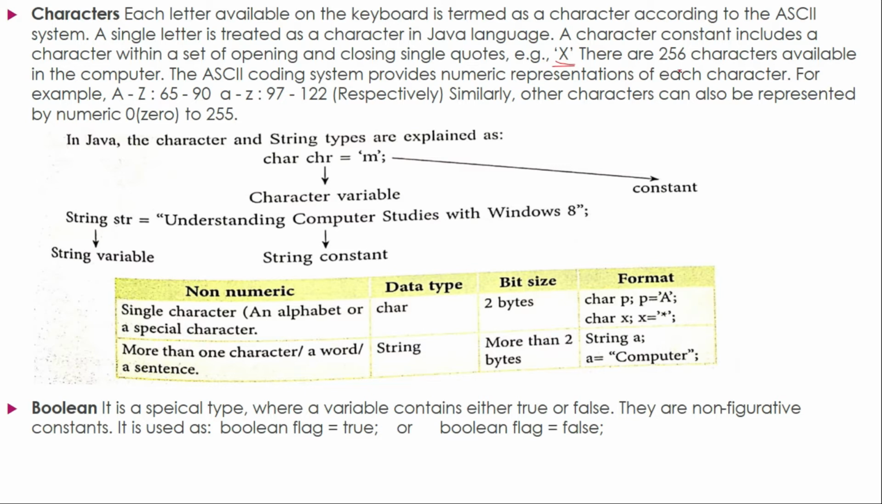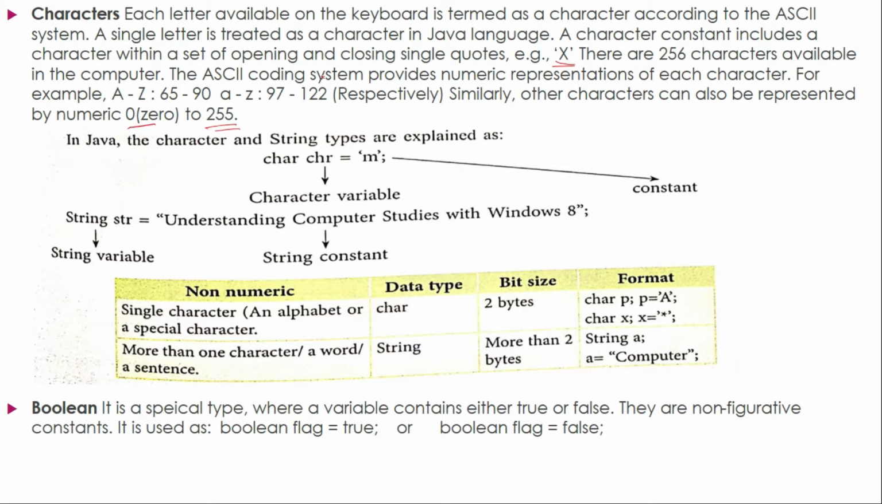So there are 256 characters available in computer. The ASCII coding system provides numeric representation of each character. For example, capital A to Z in ASCII the value will be from 65 to 90. As you can see, the ASCII code for A is 65, the ASCII code for B will be 66. Same way, small a to z ranges from 97 to 122. Similarly, other characters can also be represented by numerics 0 to 255.